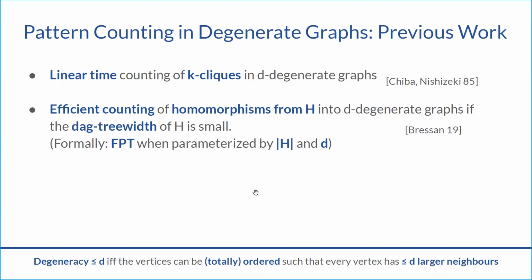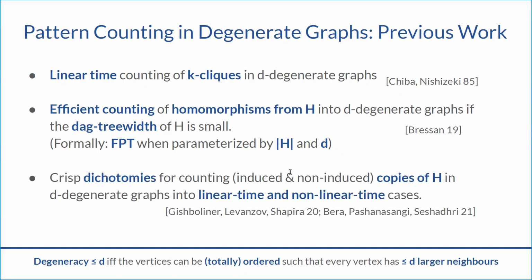I don't have the time to talk about DAG tree width in detail in this talk, but we rely on it only in a black box manner. For those of you that know tree width, let me very quickly say that DAG tree width is a modification of tree width that uses the degeneracy ordering of the degenerate host graph. Very roughly, that's the idea.